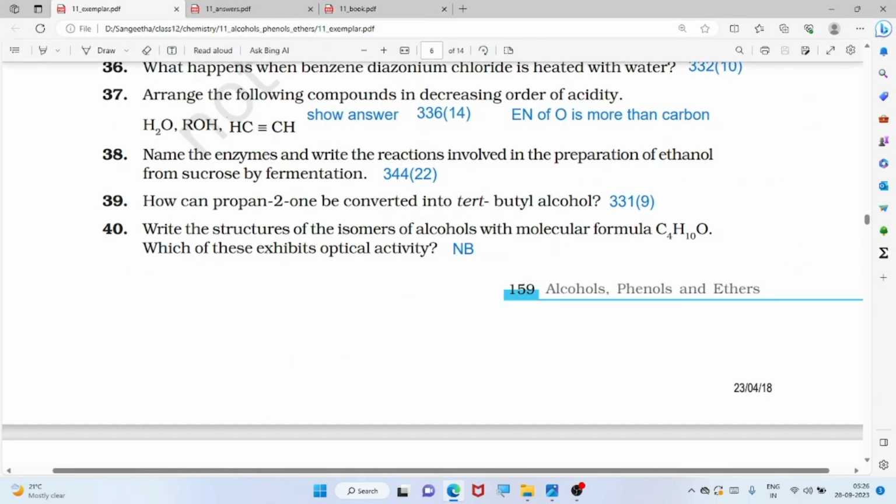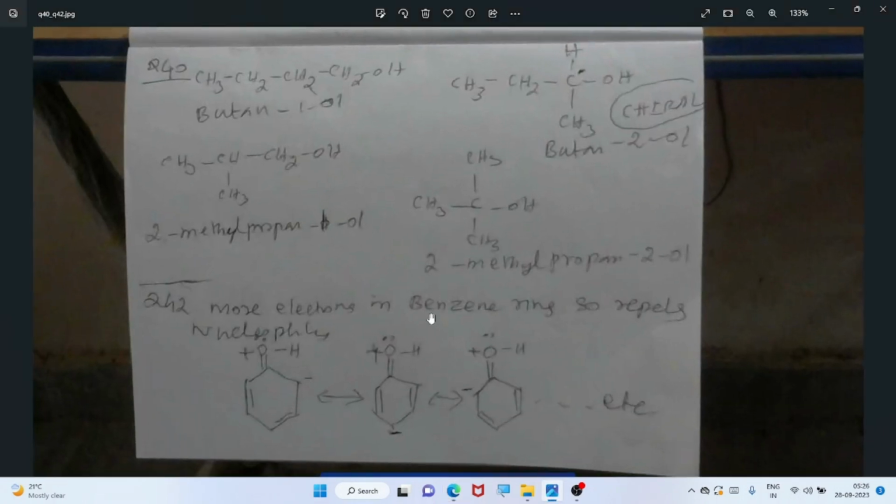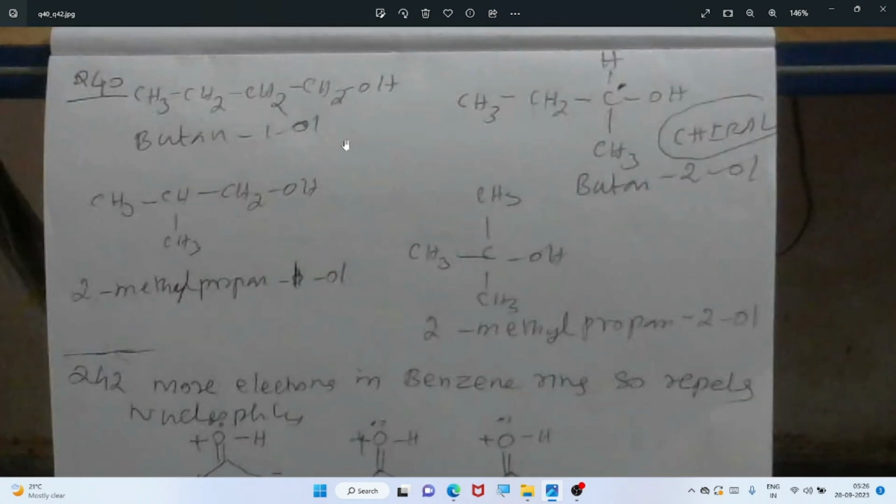Write down the structure of the isomers of the alcohol with the molecular formula. Okay, it has optical activity, that is, the chiral carbon has the optical activity. So if you draw the structure, this one has 4 different groups attached to the carbon atom, that is the chiral carbon. So this will have the optical activity. So here we have the same CH3 group. Here also we have CH3, same CH3 group, but here we have 4 different groups.